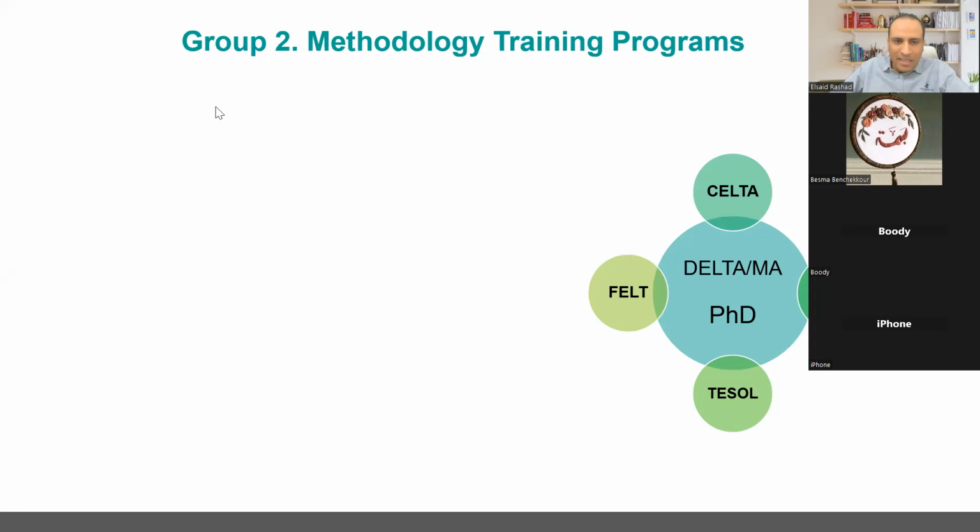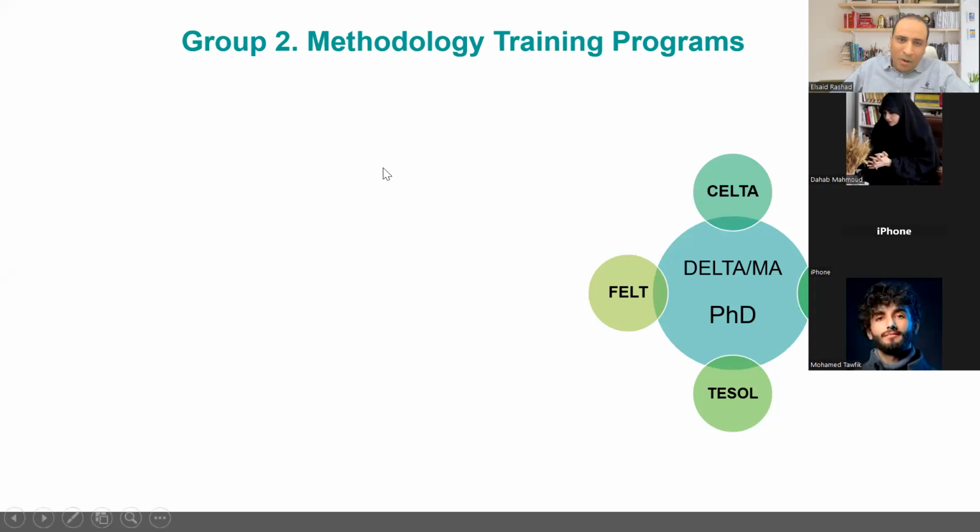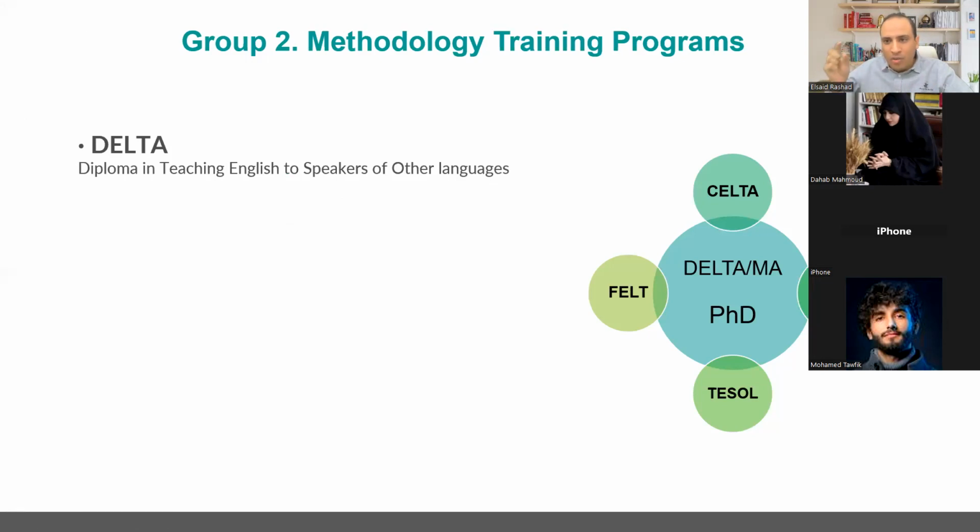So yes, CELTA stands for Certificate in Teaching English to Adults, and now they changed it to Speakers of Other Languages because they added something about teaching young learners. So they changed the name, but they didn't change the acronym because the acronym is a brand name. They cannot change it easily, right?